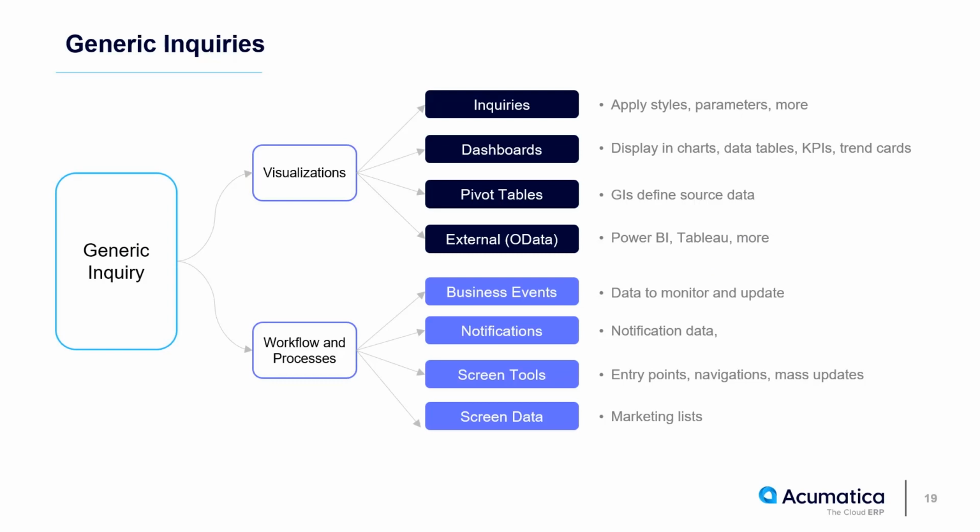GIs are the source of data for many visualizations and workflows. Inquiries provide data that is used in dashboards, pivot tables, notifications, business events, and external systems. In 2024 R1, we added the ability for generic inquiry results to be used as the source in other inquiries. This opens up a large number of potential uses, such as computing ratios and percentages.